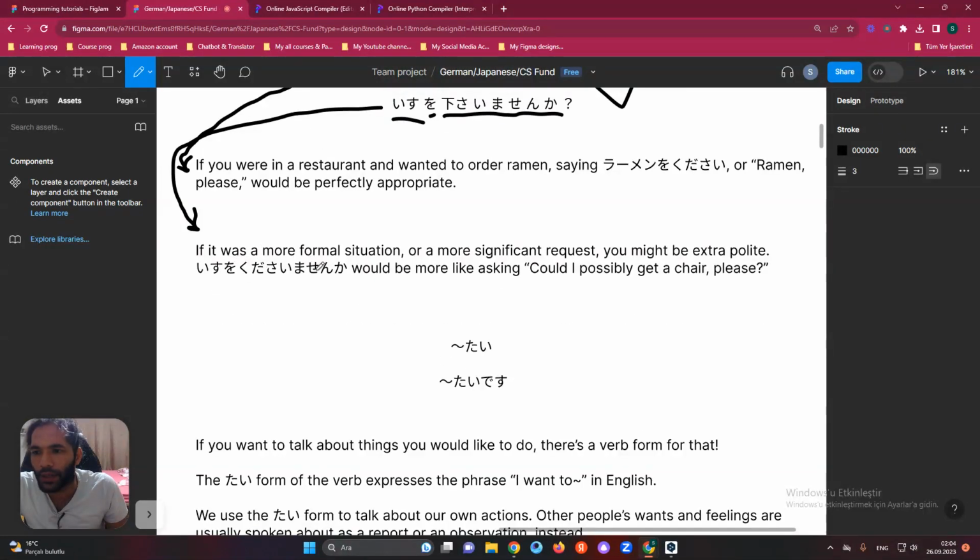If it is a more formal situation or a more significant request, you might be extra polite. I mean, just be extra polite, okay? いすをくださいませんか? You can also say いすをください, but you can just say いすをくださいませんか? Masenka is like, could I possibly, it puts a lot of politeness in there, okay?